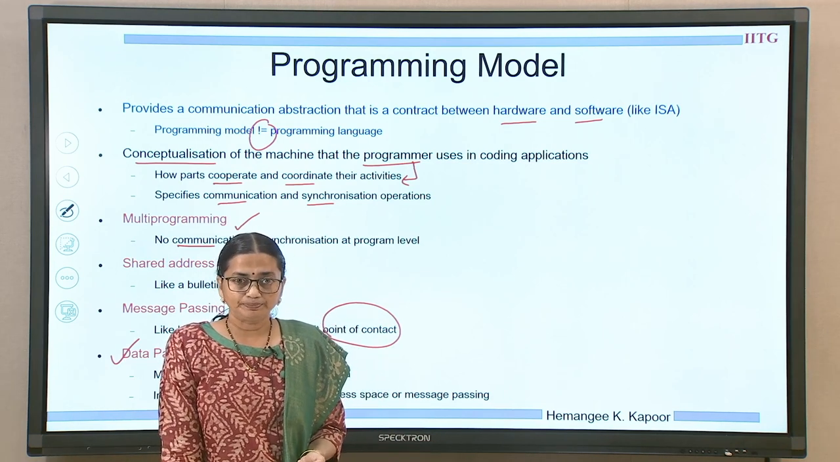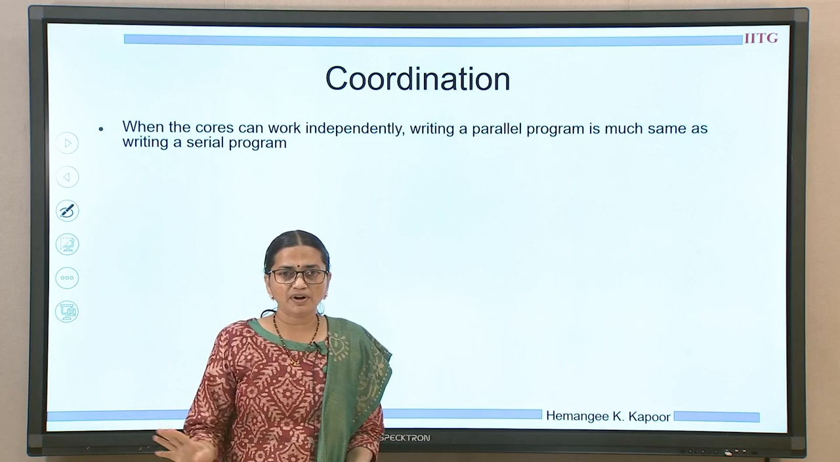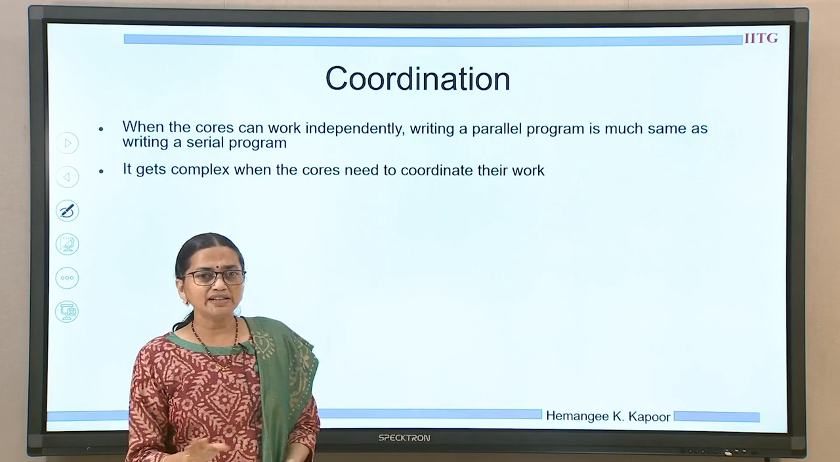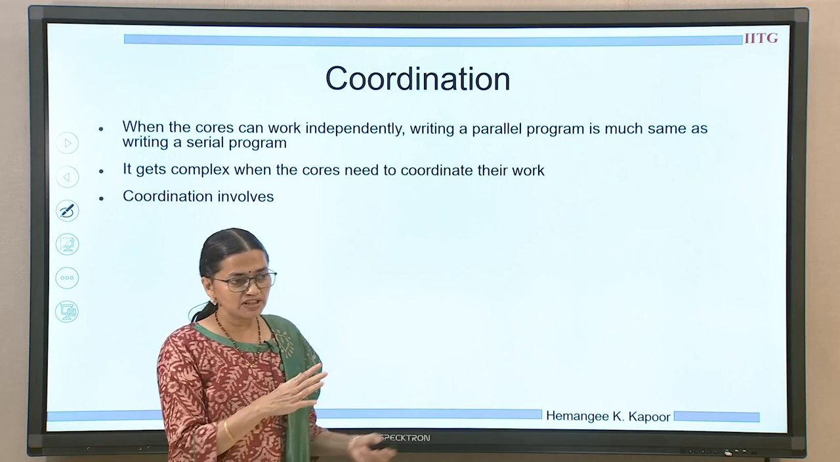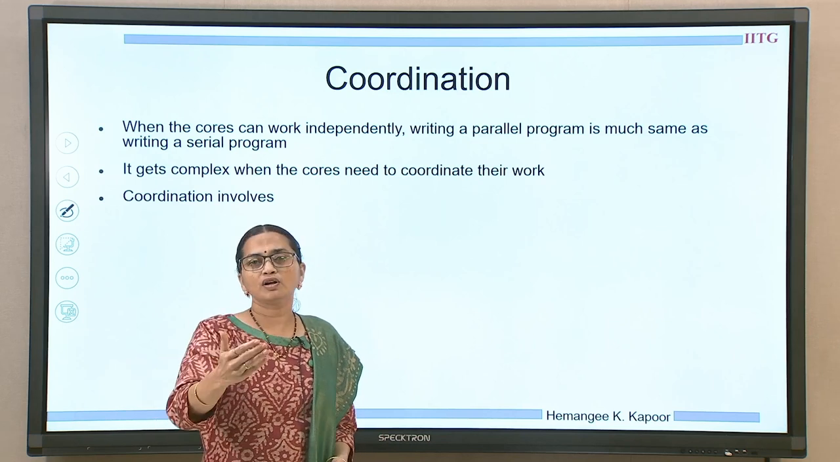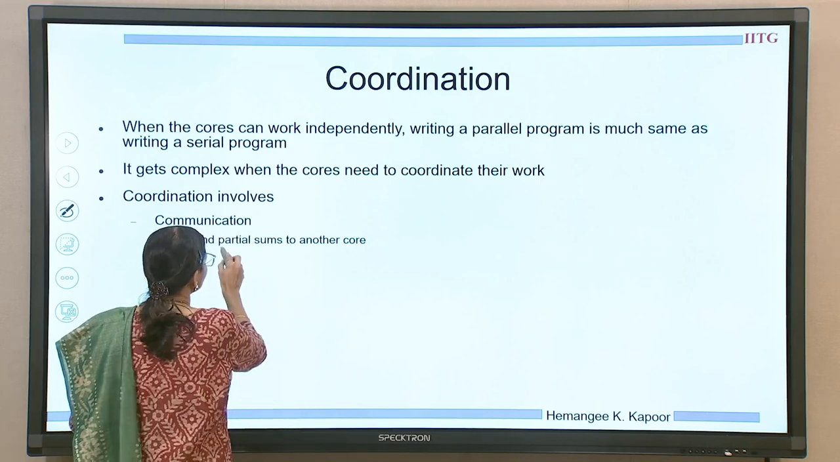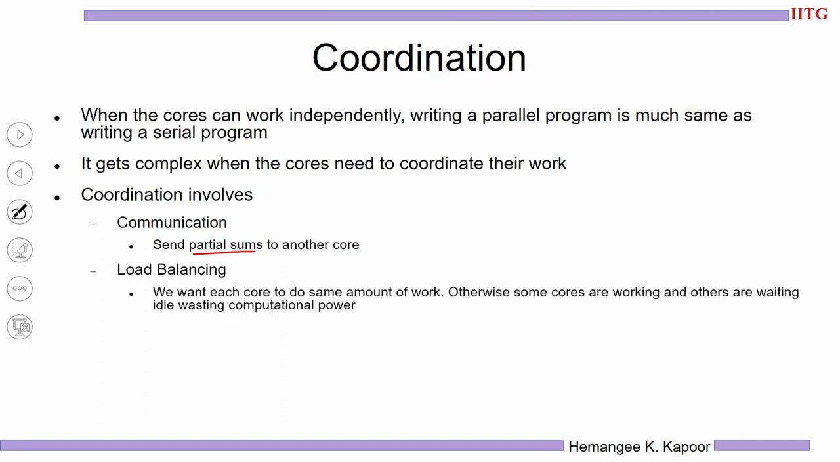So that's data parallel. Okay, when the cores can work independently, writing parallel programs is the same as writing serial programs, because it's like a multi-programming model. But it gets complex when the cores have to coordinate with each other. So what does coordination involve? We have discussed communication. Now what is coordination? Every program wants to do something or is dependent on another program, so they need to coordinate, that is, communicate with each other some partial sums. In my example of the sum of array elements, you had to send that yellow value across the communication network to get the final pink value and so on. So sending partial sums is communication.